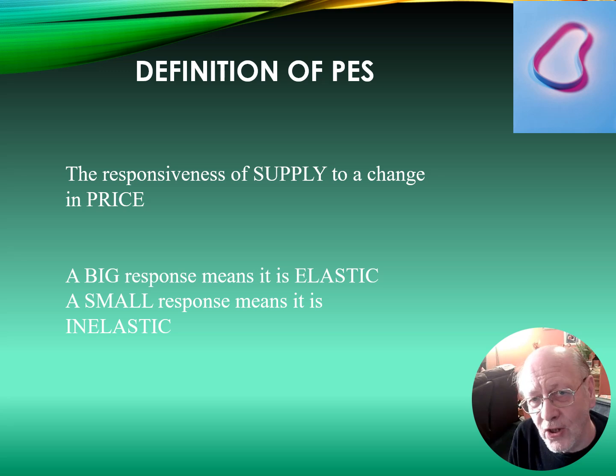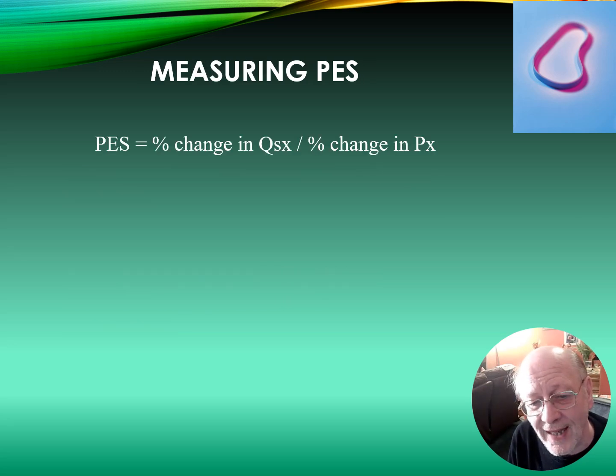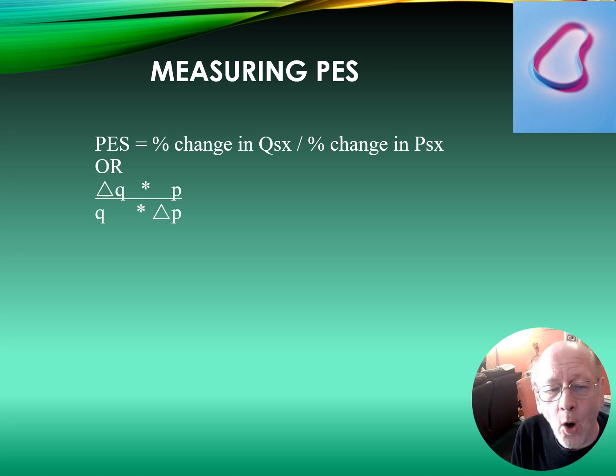So the definition of price elasticity of supply is the responsiveness of supply to a change in price. Big response, elastic; small response, inelastic. The formula is almost identical to elasticity of demand. It's the percentage change in quantity supplied divided by the percentage change in price. Or we can use this weirdo formula: change in quantity over original quantity multiplied by price over change in price.